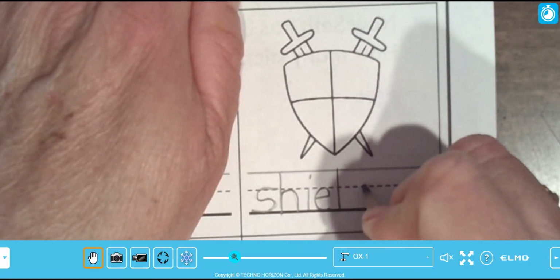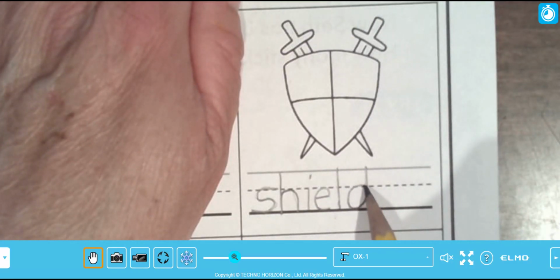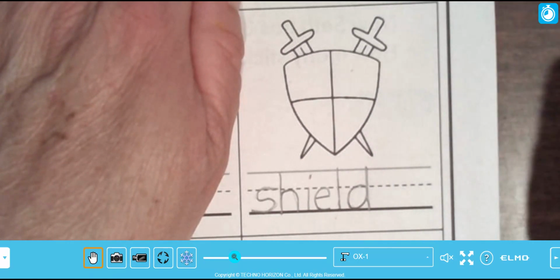Old. So L is a tall, starts at the top, goes down to the bottom. D is also a tall, but it starts here. It starts in the middle. It goes around, donut, then up, and then down. So donut first, then stick. Okay. Shield. So while you're writing that down, I'm going to give you a sentence with the word shield.